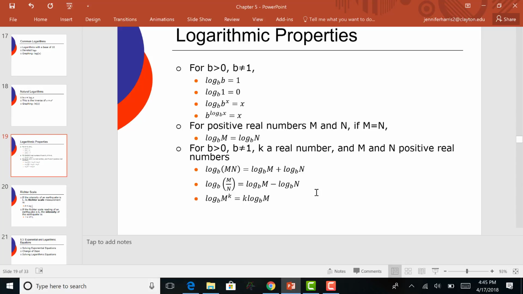So let me rewrite this in English so you understand. If I have log of 3 times 2, what does that become based upon the property? Multiplication turns into addition. So that's going to be log base 3 plus log base 2. You good?